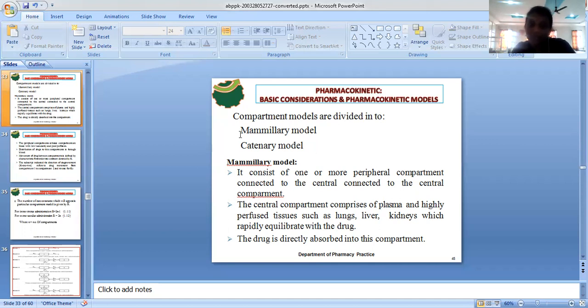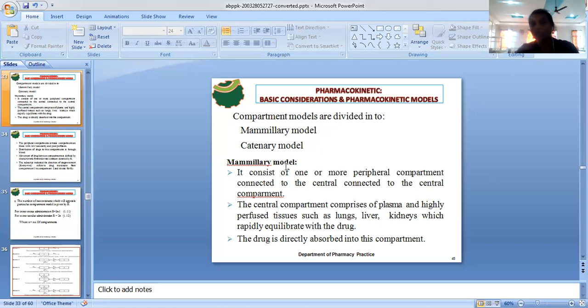If the compartments are arranged in a series, not side by side like the compartments in a train, and they are connected with each other in parallel, that comes under the mammillary model. Whereas when the compartments are arranged in a series, like the compartments arranged in a train, that type of model is considered the catenary model.